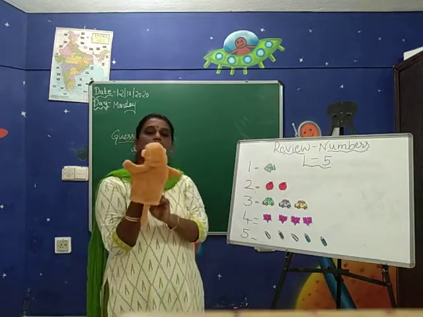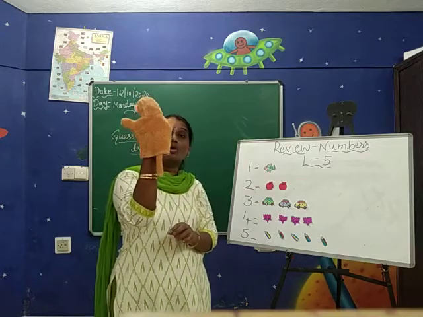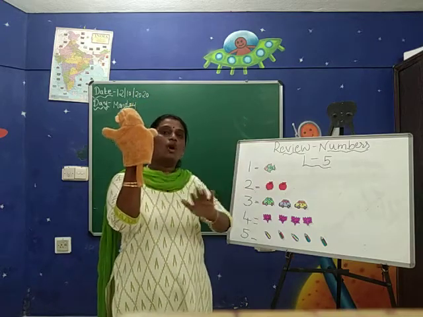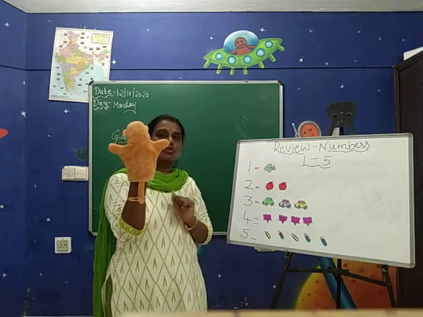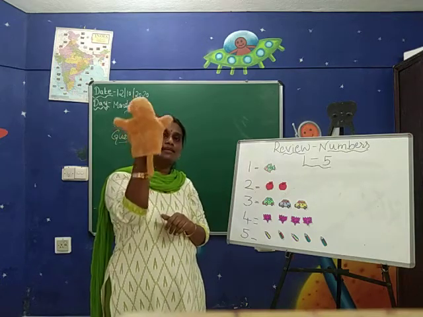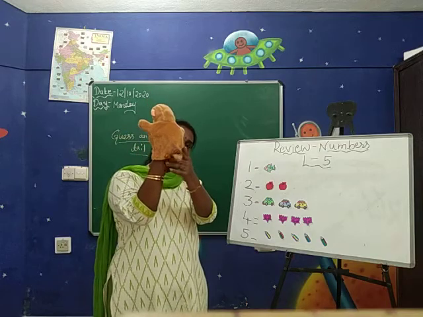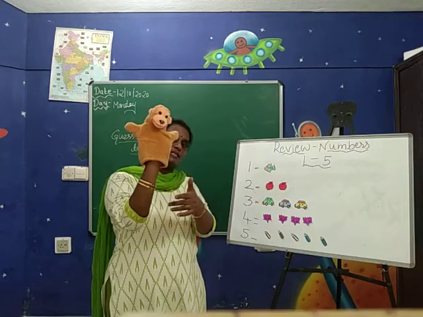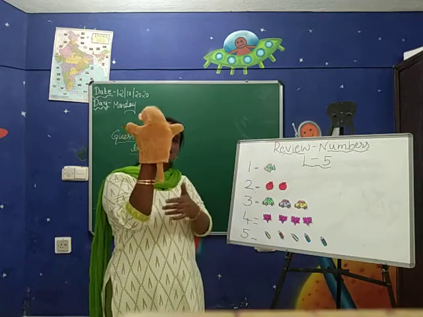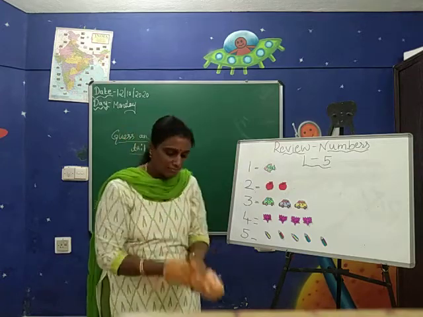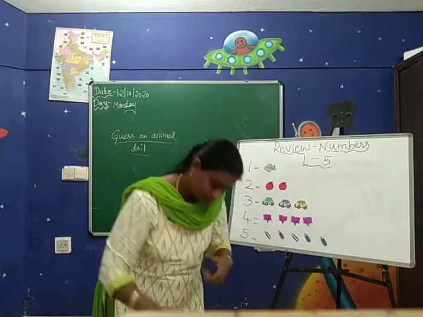Children, this animal is very naughty. It will jump from one tree to another. Yes, it will make so much sound. Which is that animal? Can you observe? Can you tell which animal this is? Yes, I will tell. This is the monkey. Monkey. Yes, very good, children. Next.